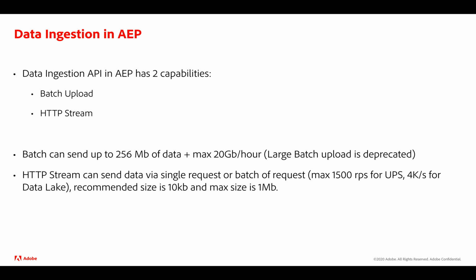The HTTP stream can send data via a single request or batch of requests. That is not something everyone is aware of. So you can actually batch a number of requests in a single request. So basically, it would be more accurate to say more than one payload in one request. There is a limit of 1,500 requests per second when you load that data for union profile storage.